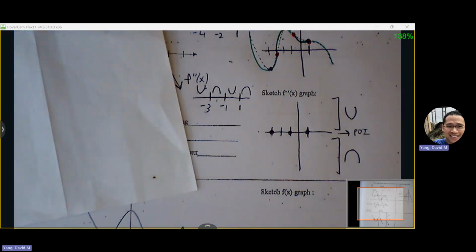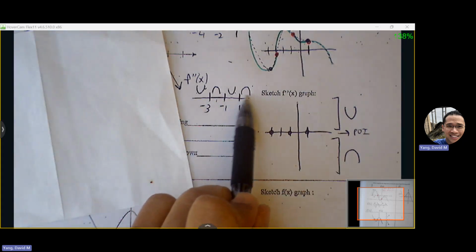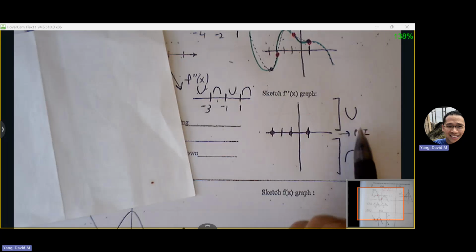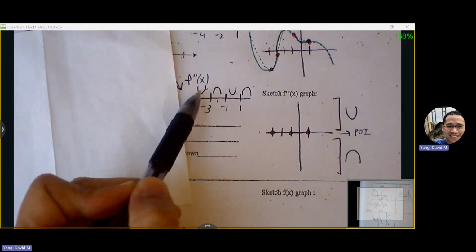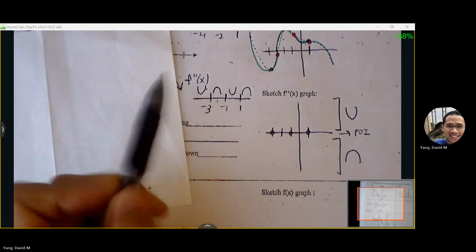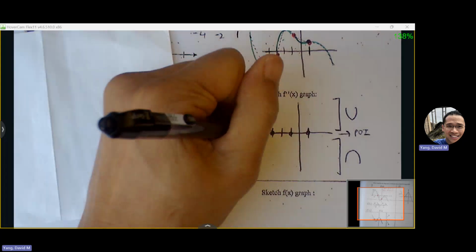All you're doing is threading the graph between these points. Don't look at the shape. The shape is not going to match what we have here. Match the location, but don't match the shape. Where do we want to start? Above or below the x-axis? Above. It has to thread through these points, right? So it's going to start above.